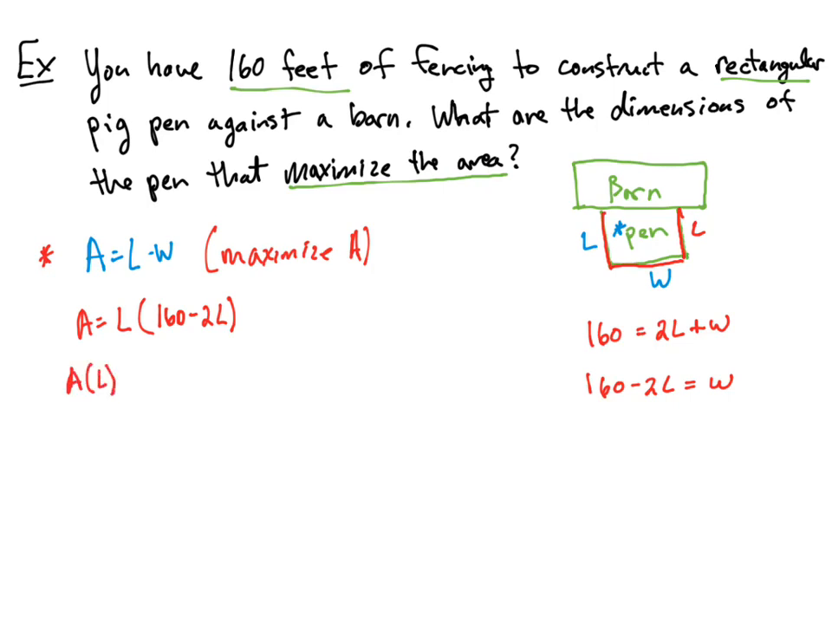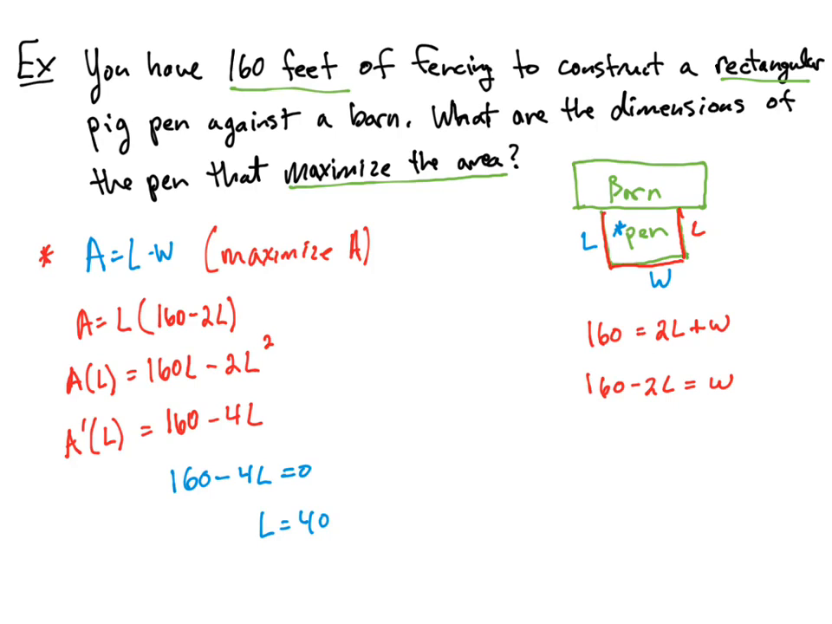So we have a function in terms of L. A of L is equal to 160L minus 2L squared. Since we want to maximize this, we want to find the local maximum value. To do that, we find the critical point, and to find the critical point, we're going to take the first derivative. So this is 160 minus 4L. I want to set that equal to 0 and solve for L. So doing this, L is going to be 40 here.